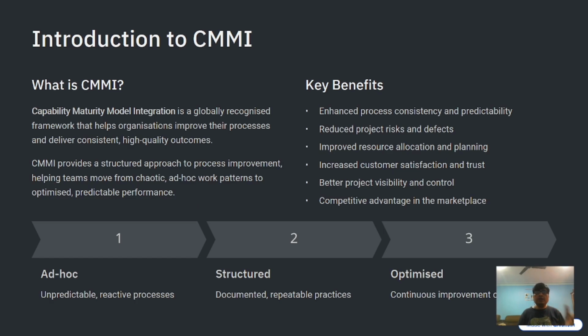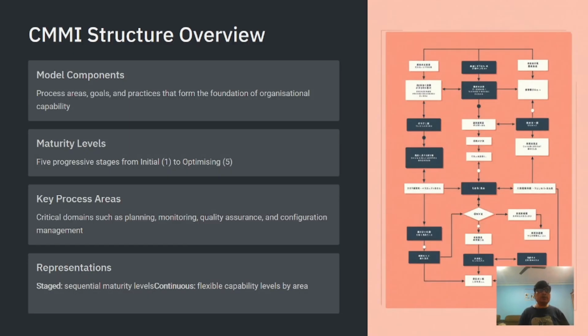So if there are multiple companies approaching the client for the project, then definitely the customer will give preference to the organization which has the CMMI level certification, because they know that this certification means we will get the deliverables on time and in a quality manner. So these are the benefits of CMMI. Let's move on to the next things.